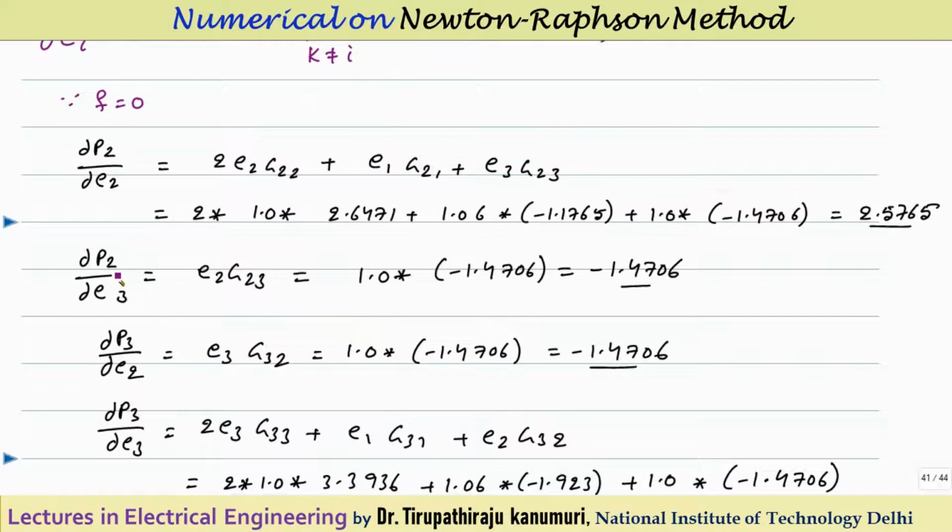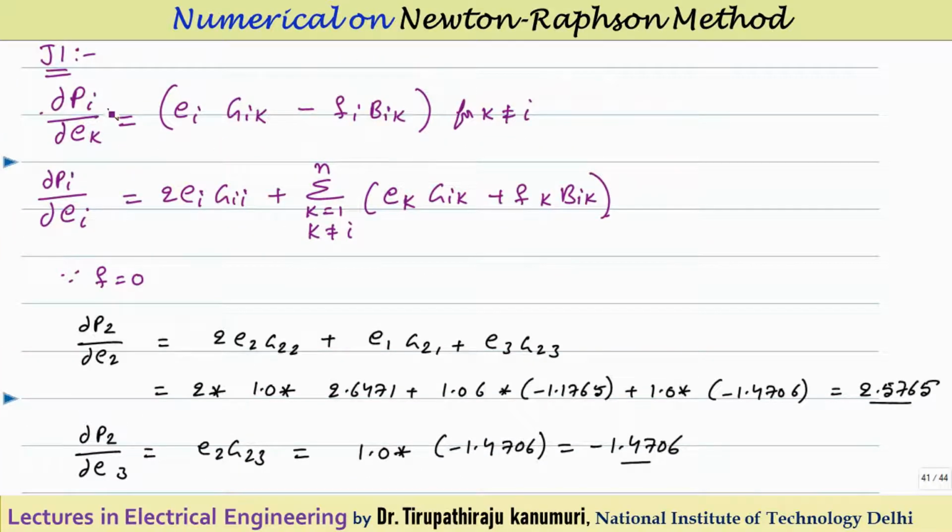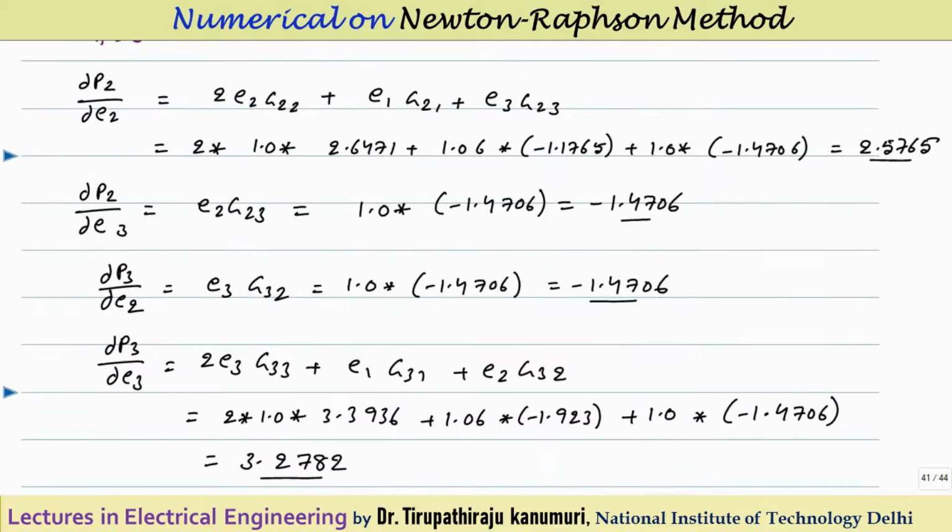Similarly, dou P2 by dou E3. Dou P2 by dou E3 comes into the second case. That means its value will be equal to Ei into Gik, because it is bus number 2, this will be E2 multiplied by G2k, where k means dou E3, that is 3. So E2 into G23, we have to calculate that one. Getting it? Because F is 0, that's why you got this value. Similarly, dou P3 by dou E2 and dou P3 by dou E3, I have calculated these values.